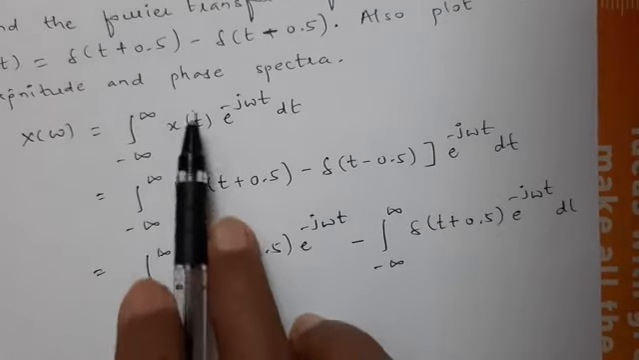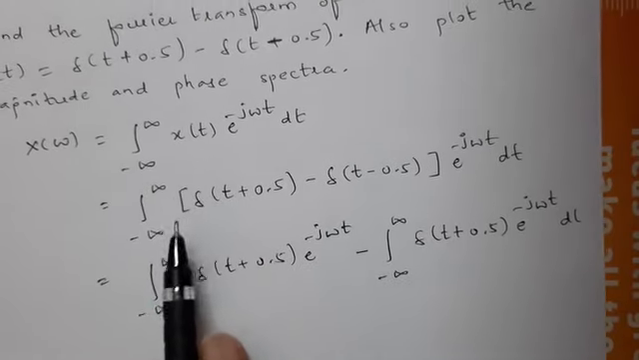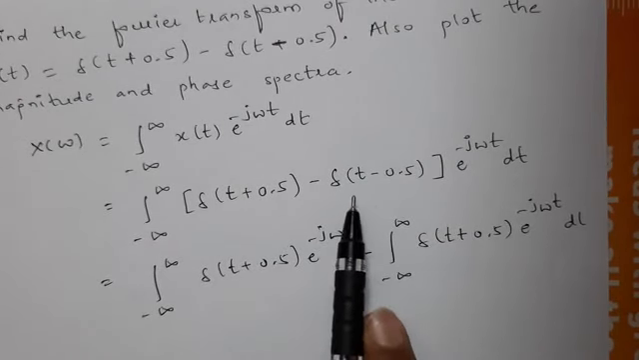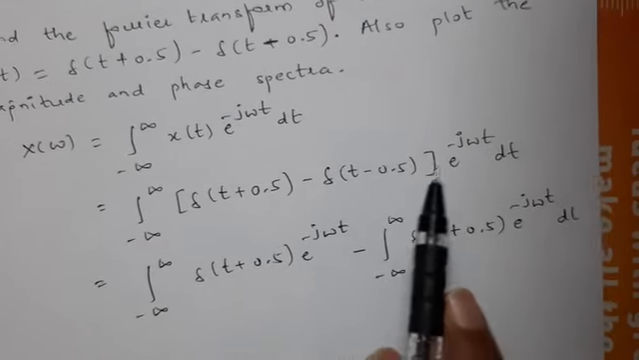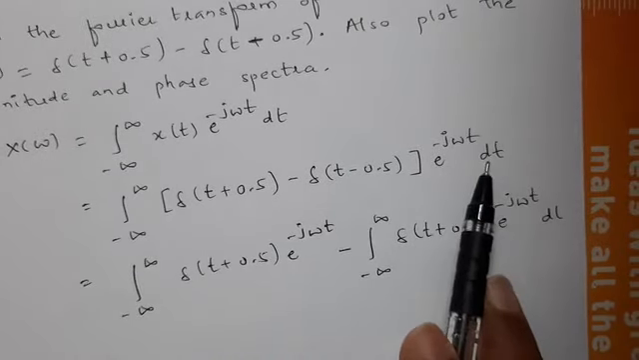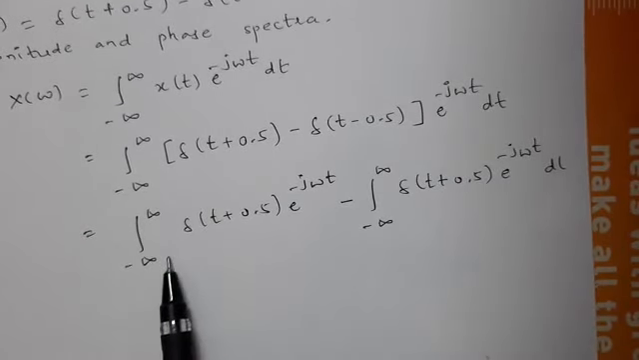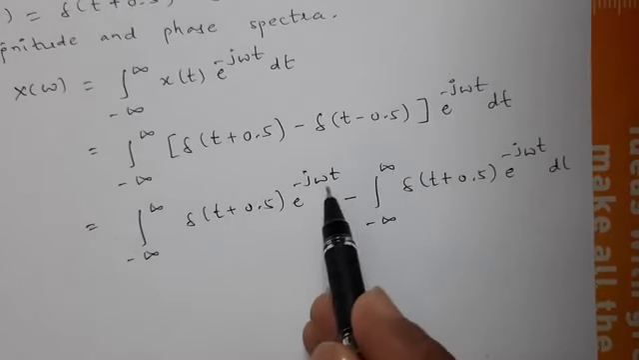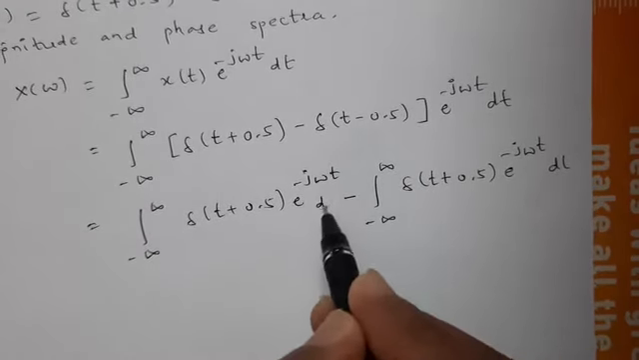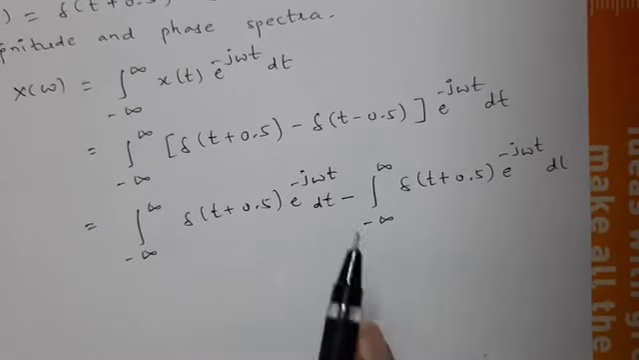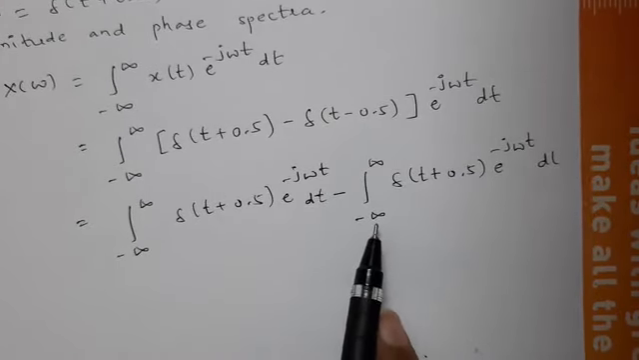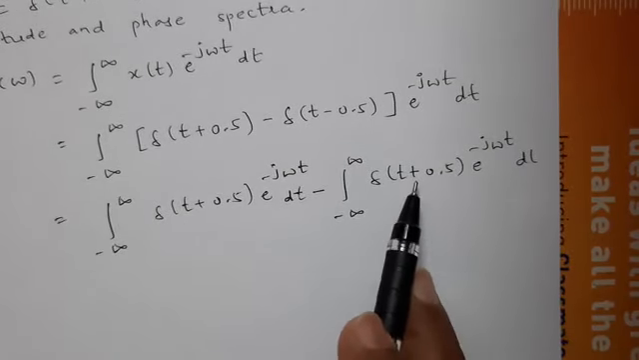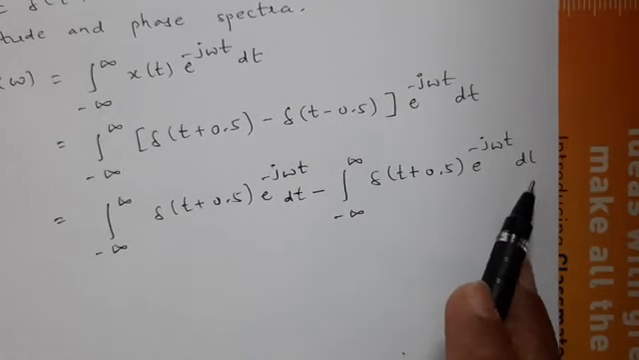Next, substitute x(t), whatever is given in the question, δ(t + 0.5) − δ(t − 0.5), e^(-jωt) dt as it is. Now from minus infinity to plus infinity, take out this bracket, you will have the integral of δ(t + 0.5) e^(-jωt) dt minus the integral from minus infinity to plus infinity of δ(t − 0.5) e^(-jωt) dt.